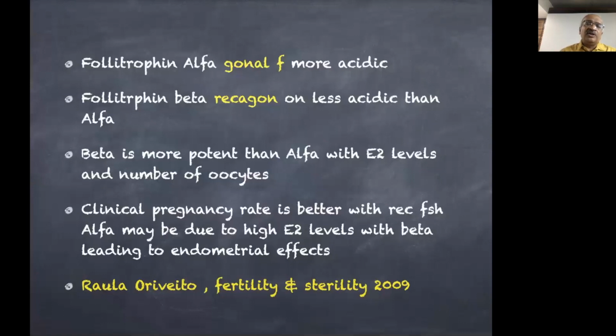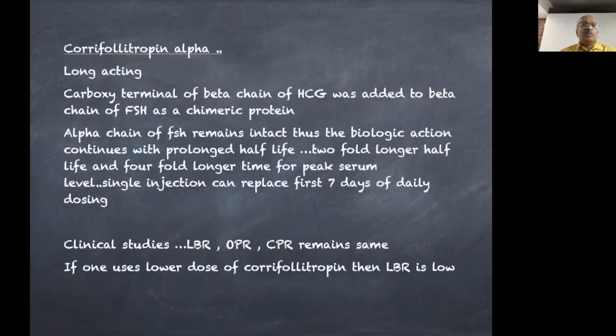Coming to the different recombinant FSH, follitropin alpha is more acidic than follitropin beta, that's Recagon. Beta is more potent than alpha. So the clinical pregnancy rate is better still with alpha, because that is Gonal-F, compared to Recagon, because with Recagon there are higher E2 levels that could be changing the endometrial receptivity, and that's been very well published by Rola Orivito in 2009.